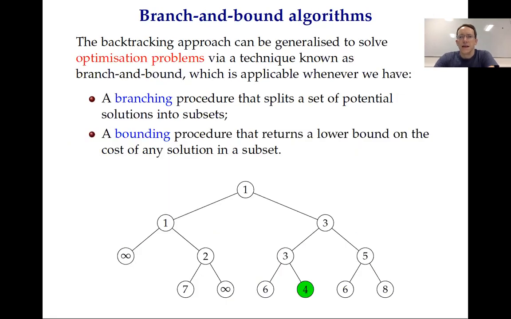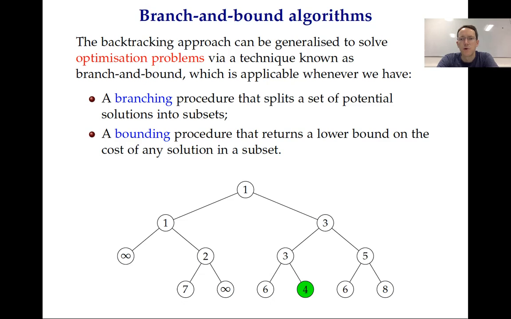Okay, and this backtracking approach in the quantum algorithm can also be generalized to solve optimization problems. This approach is based on a technique known as branch and bound. Again, I think this is very familiar to many of you, but this technique is applicable whenever we have a branching procedure that splits some set of potential solutions into subsets, and a bounding procedure that gives us a lower bound on the cost of any solution in a subset.